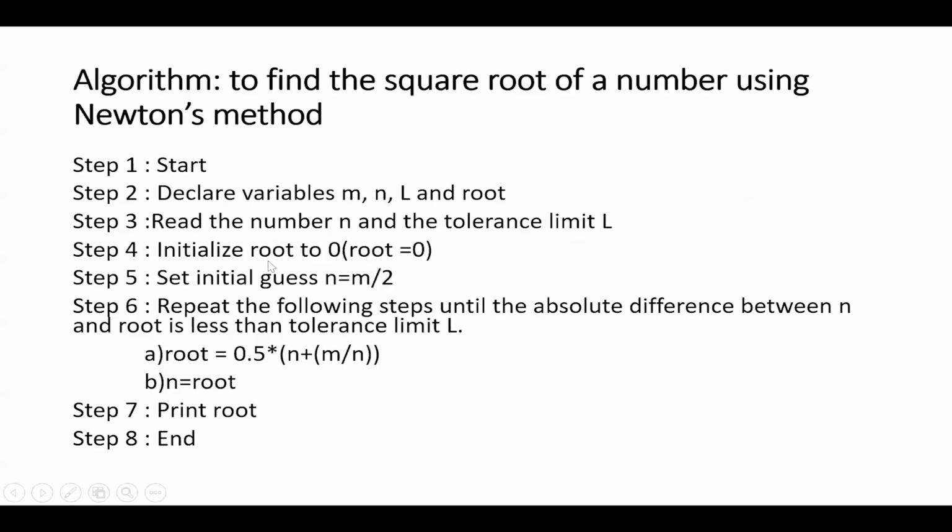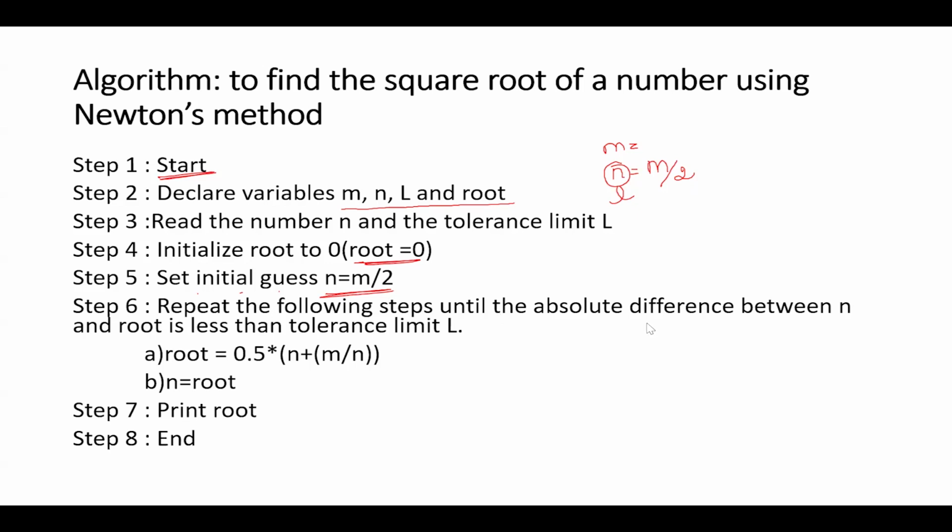So let us go ahead and see the algorithm first, then we will iterate this with the help of an example. We will declare the variables m, n, and l. We will know the value of m, that is the number whose square root we are supposed to find out. Then we will also guess the value n, and we will know the tolerance level, that is, up to what difference between the actual value and the root we want. Then we will initialize root to 0. The root value will be initially 0. Then set the initial guess n equal to m by 2. Directly we will take half the value of the number whose square root we want to find out.